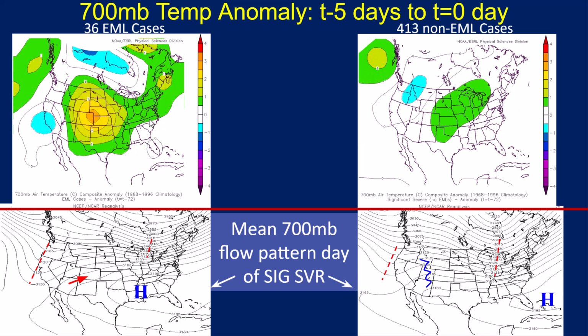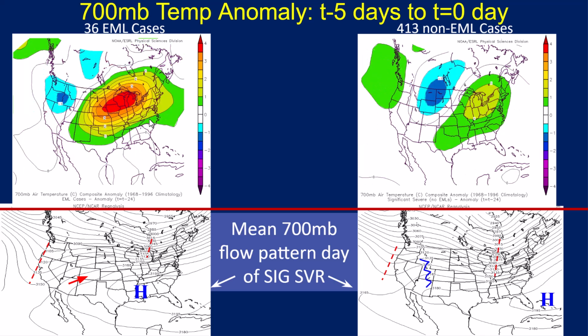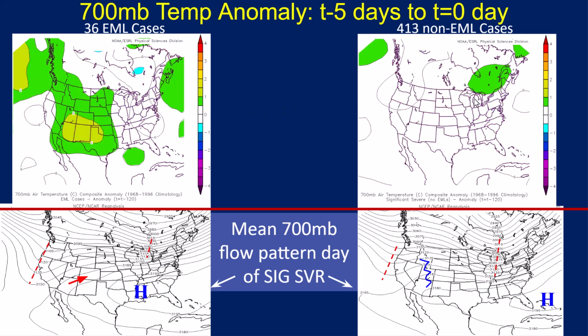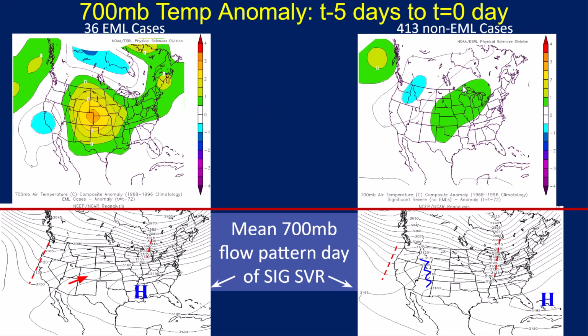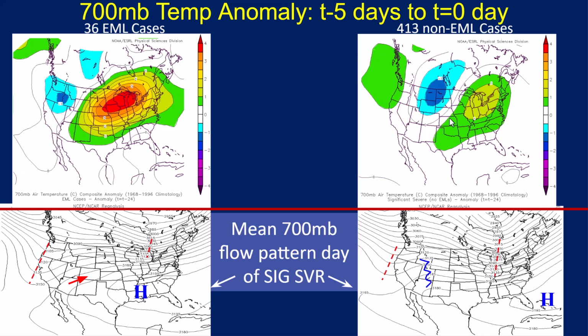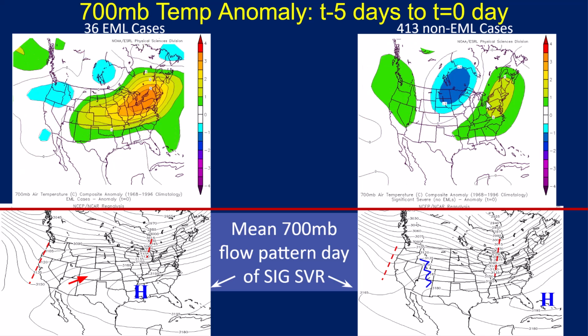The 700 millibar temperature anomaly field is clearly weaker in the non-EML composite and more in line with what we would expect with a deep, large-scale trough approaching from the north-central United States.